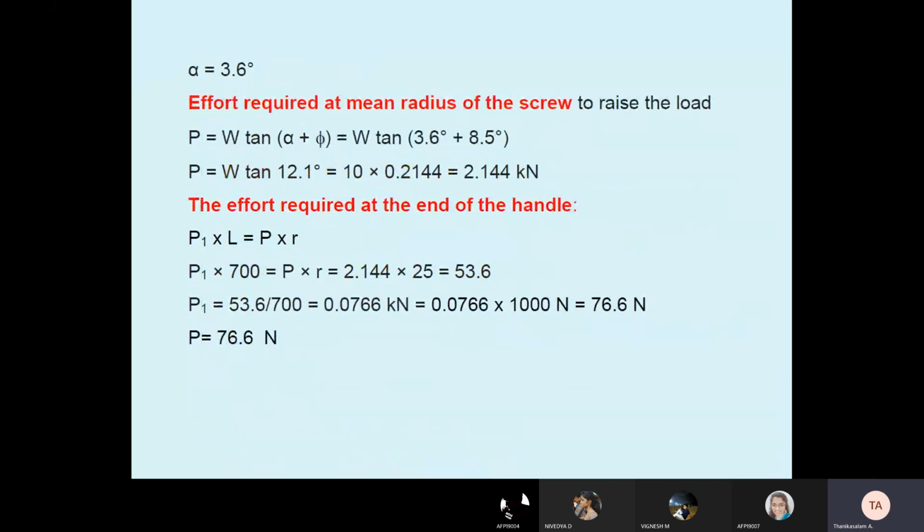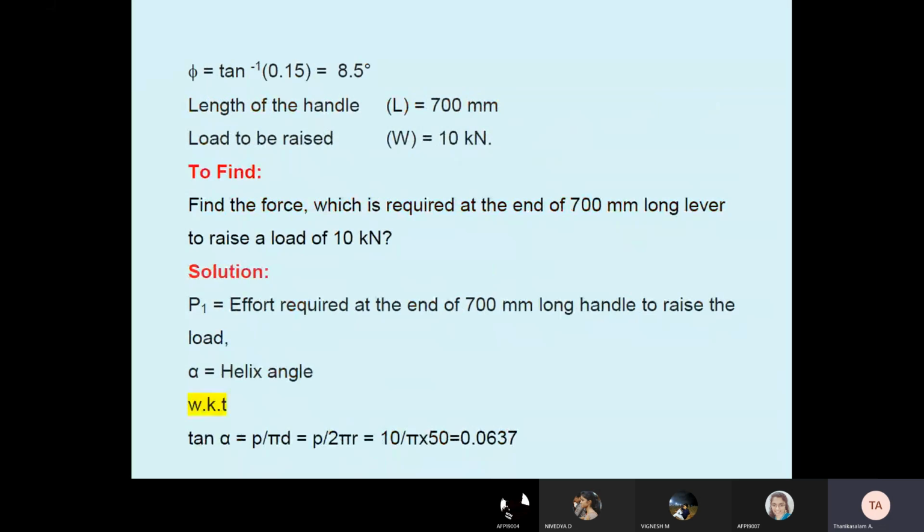We want alpha, the helix angle. What is the helix angle formula? Tan alpha equal to P divided by pi d. P means here small p, pitch. So pi d. What is d? Diameter, no? Diameter equal to 2 times radius. That's why changed it: P divided by 2 pi r.